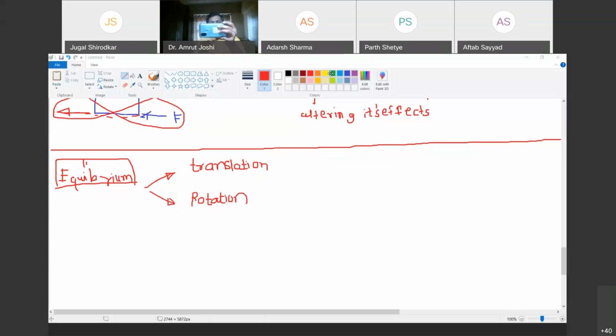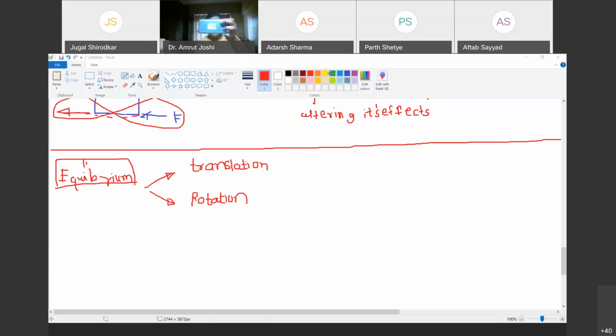Translation is the effect of force. You will agree with me. If I apply force in this direction, there is a tendency to translate. If I apply force in this direction, there is a tendency to translate. Are you with me? Yes sir. Okay. And this is called rotation. Rotation is the effect of either the moment of a force or the moment of a couple of forces. Are you with me? Yes sir. So two kinds of motions are possible.